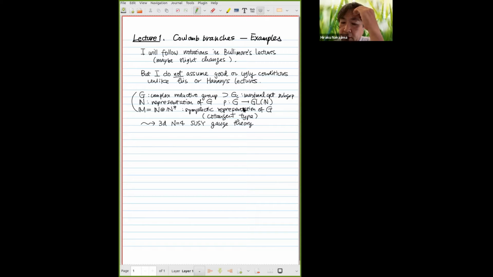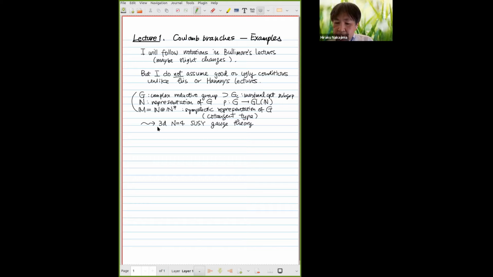So I'm considering the symplectic representation, which we call of cotangent type. So this is not an arbitrary symplectic representation, but we are only concerned with this type of symplectic representation. Then you can assign a 3D N=4 supersymmetric gauge theory to that.